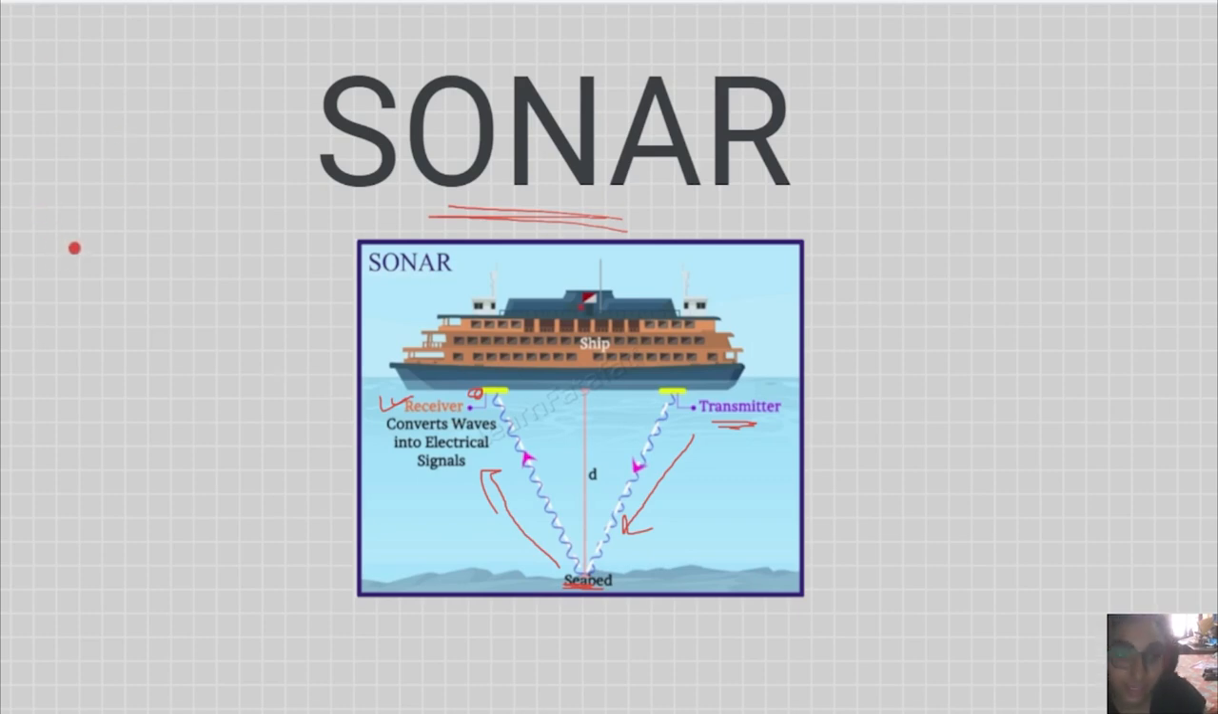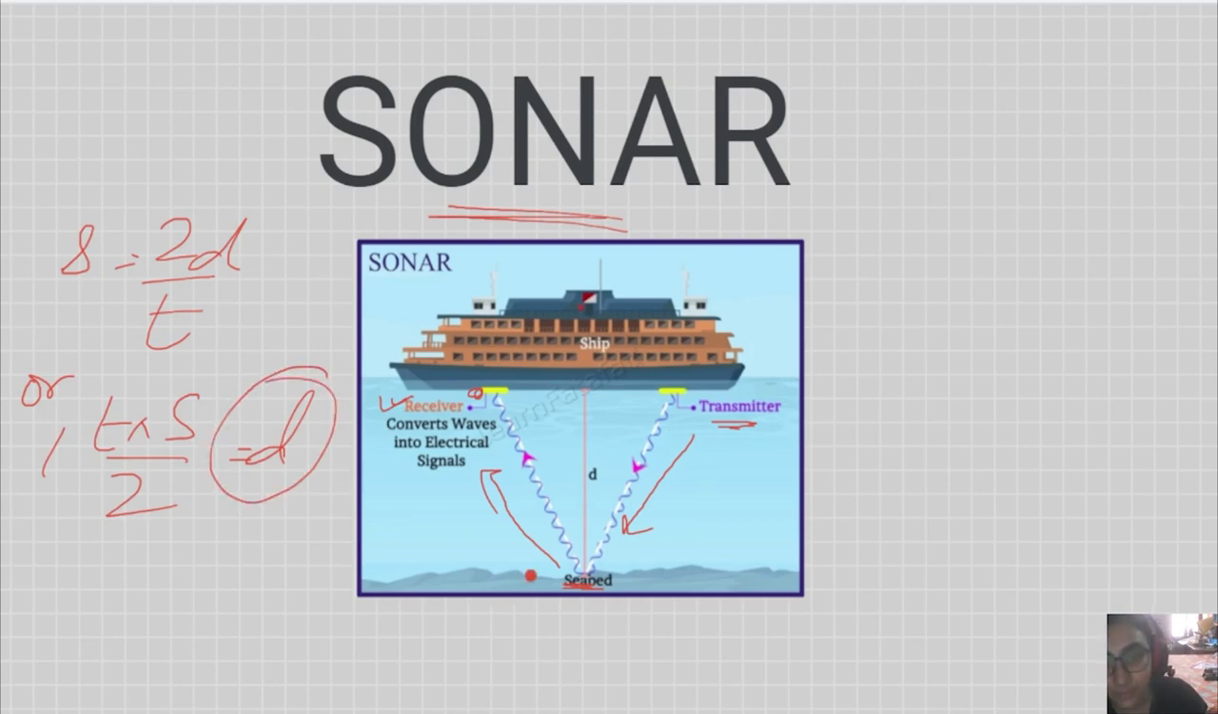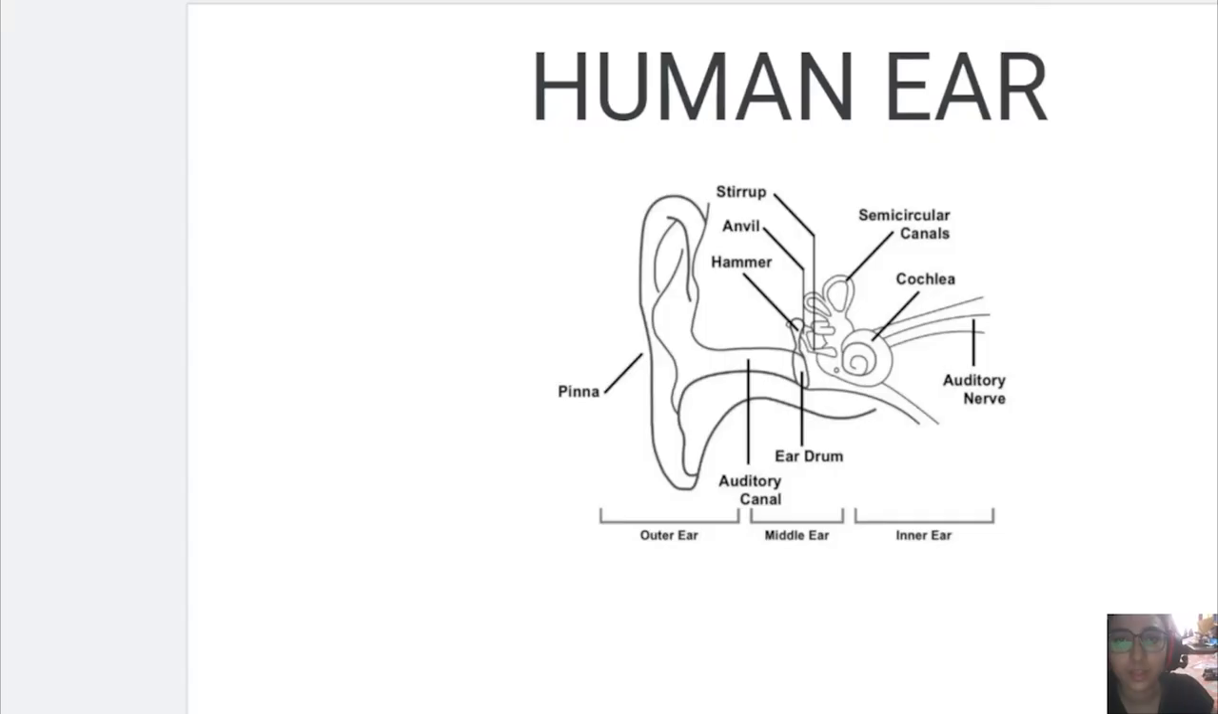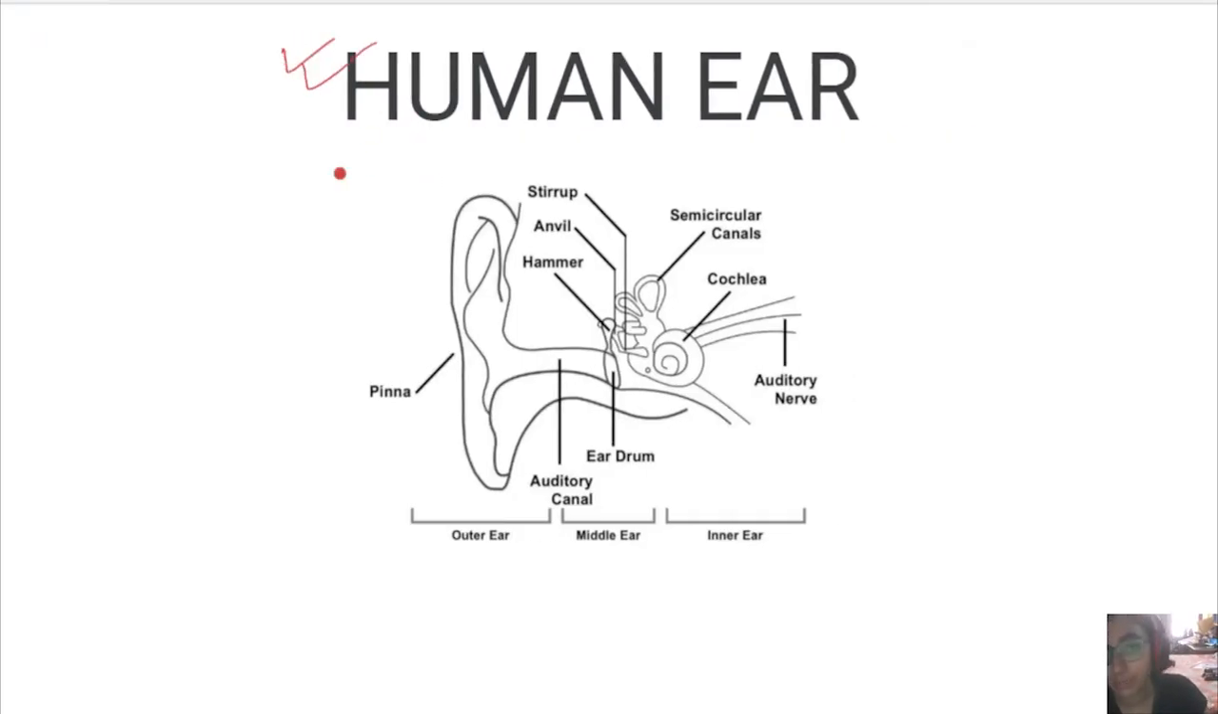So by the calculation of S equals 2D by T, or T into S by 2 equals D, it calculates the distance of the seabed from the ship. Very simple. Now, instead of the seabed, it can also happen that there are some corals or some treasures. It follows the same mechanism: it transmits the sound waves, and according to that, we can measure the distance between it and the ship. Very simple. Now another very important topic is the human ear.